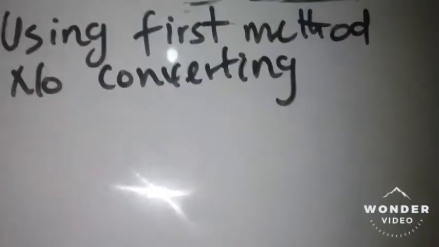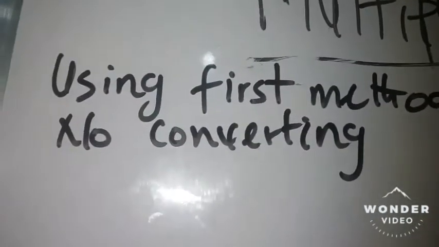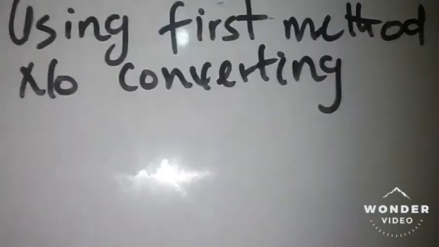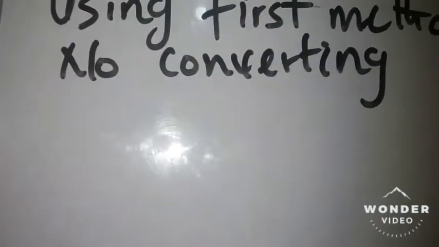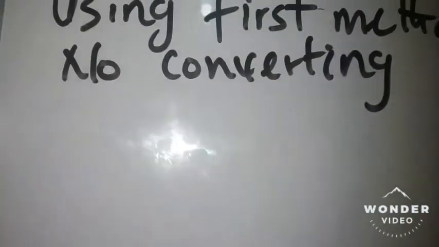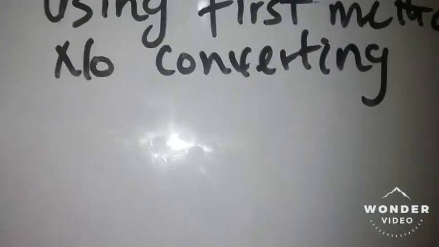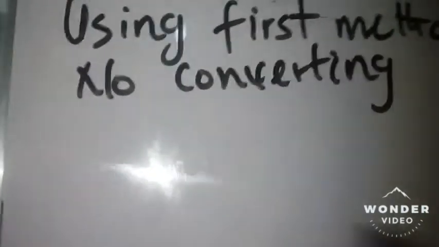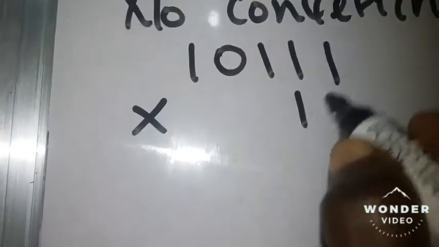So let's go. Okay, using the first method, no converting. We're not going to convert it, just multiply it like that. But you see that it's cumbersome for you to do. Although you arrive at your answer, when you convert, it makes you work more efficiently, as I said earlier. So we want to convert, 10111 times 11.